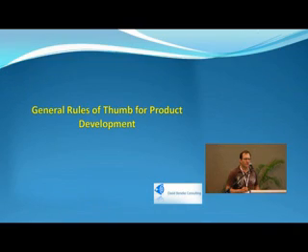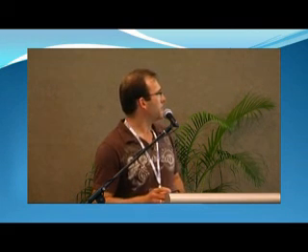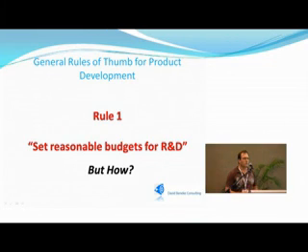So now I'd just like to go through some general rules of thumb. Now, this is particularly the case for some of the larger R&D companies that I do work for, particularly James Hardie and CSR. I think one of the most important things is you have to set a reasonable budget for your R&D. Now, the question is, if you're in a currently depressed market as it is at the moment, how do you do that?